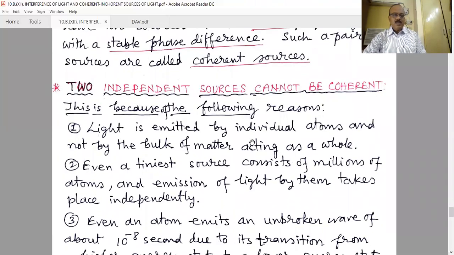Now one question is: two independent sources cannot be coherent. It is a statement. Why? Maybe both emit the same monochromatic light, suppose yellow or red light of a single frequency, but the sources are different. So why can two independent sources not be coherent? This is because of the following reasons.